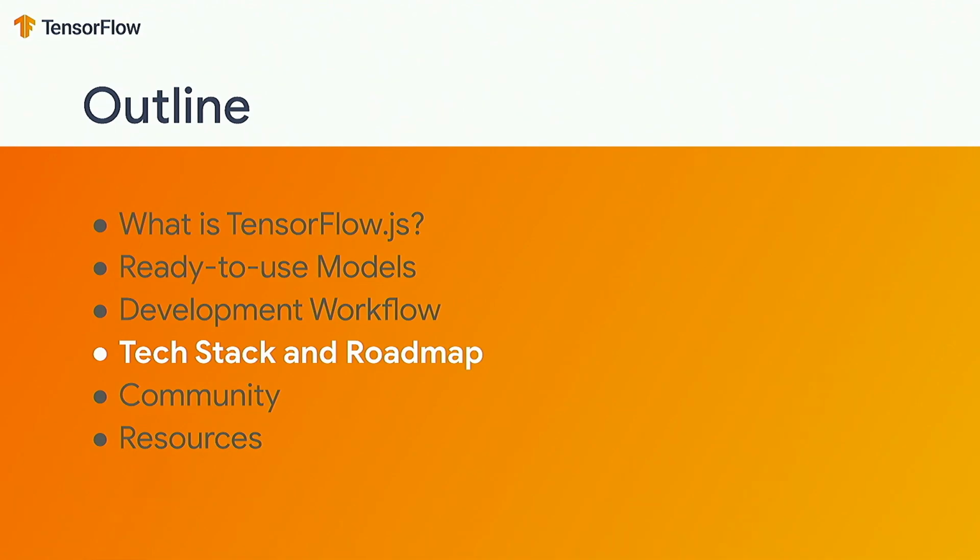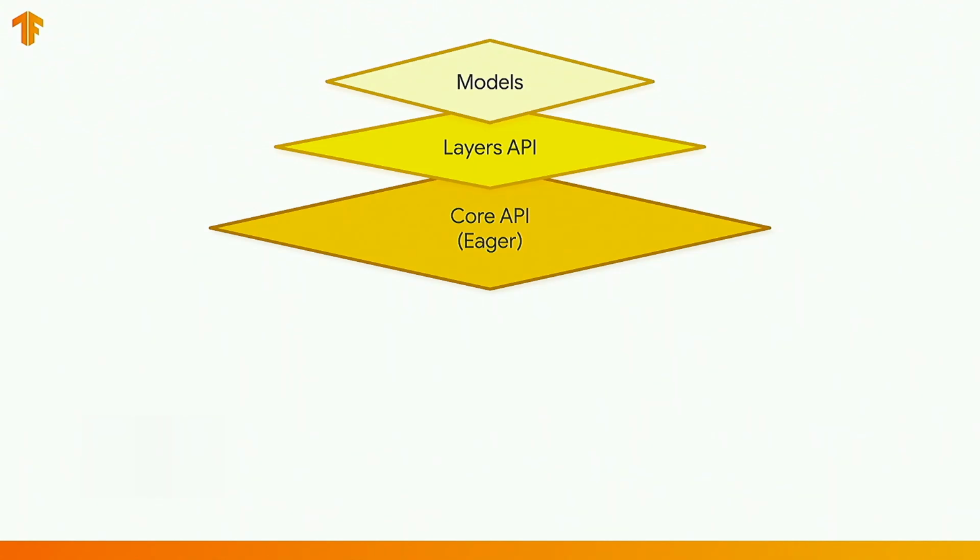And next, I want to show you the tech stack and upcoming features in TensorFlow.js. We provide 3 layers of APIs. The top layer is the pre-trained models ready to use out of the box. In the middle, we provide the layers API to easily build and train models. And in the lower layer, we provide an op-driven core API, so users can do fine control of model architecture or linear algebra calculation.